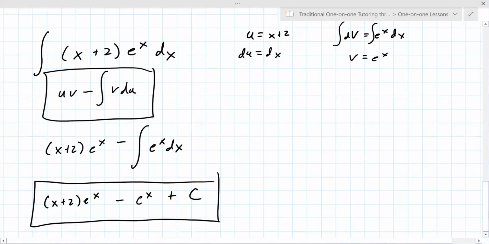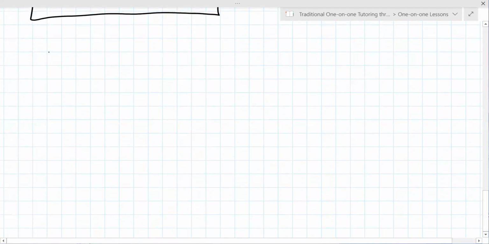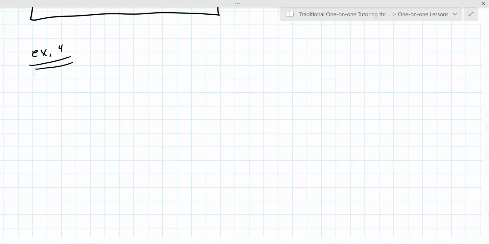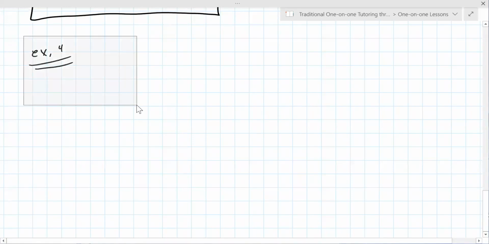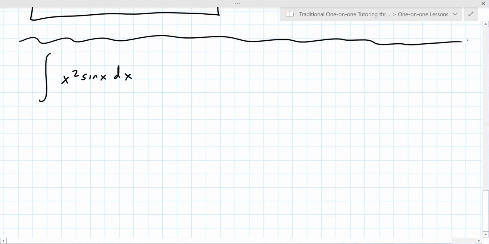Okay. I'll do it with you. No, you need some explanation. Or can you give me one more example of this? Sure. Let's do integral x squared sine x dx. This is going to require integration by parts twice.